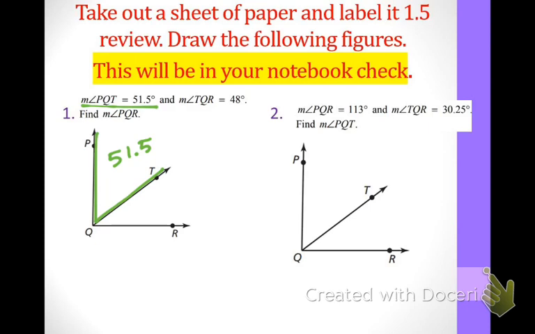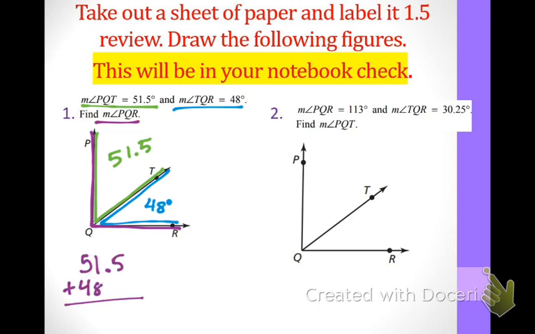Okay. So we have 51.5. Is TQR the bottom portion or the overall angle? The bottom portion. All right, so then it says find the measure of PQR, which is the outer. So what do I do in order to find the measure of the outer? I'm going to add them together. So 51.5 plus 48, what do I get? 99.5. So your answer would look like the measure of angle PQR is equal to 99.5.